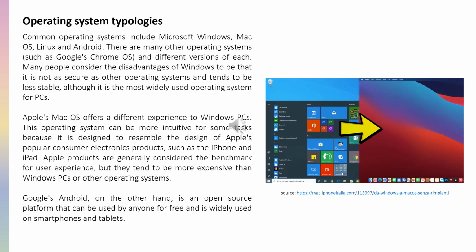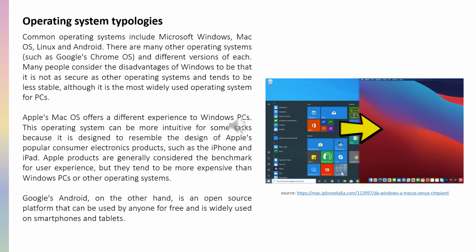There are many types of operating systems. The most common include Microsoft Windows, Mac OS, Linux, and Android. There are many other operating systems, such as Google's Chrome OS, and different versions of each. Many people consider the disadvantages of Windows to be that it is not as secure as other operating systems and tends to be less stable, although it is the most widely used operating system for PCs.